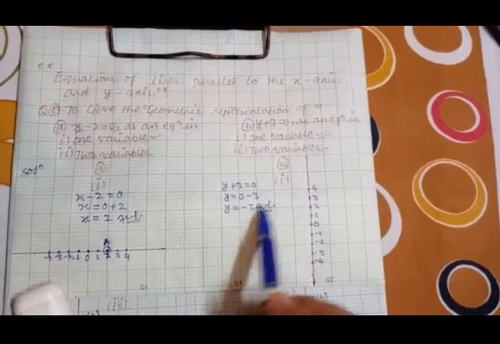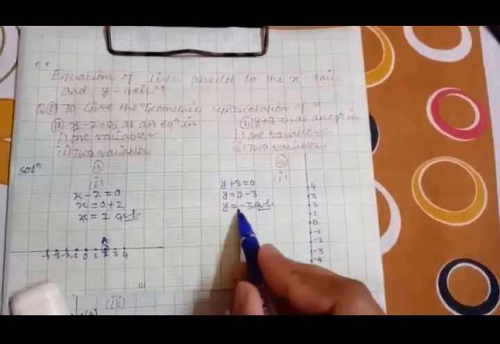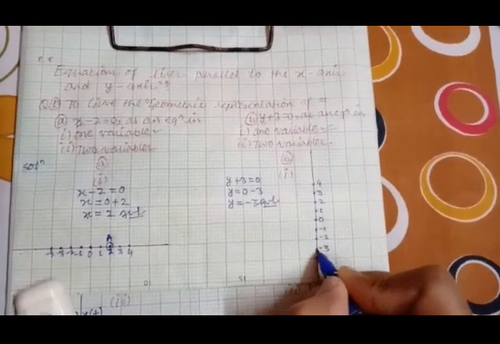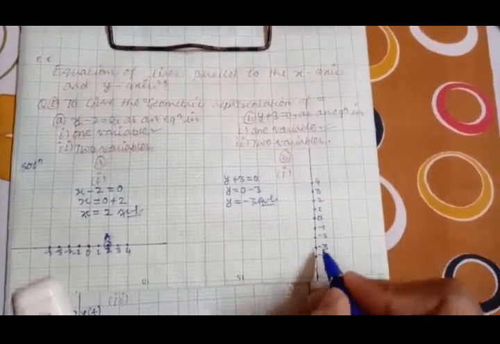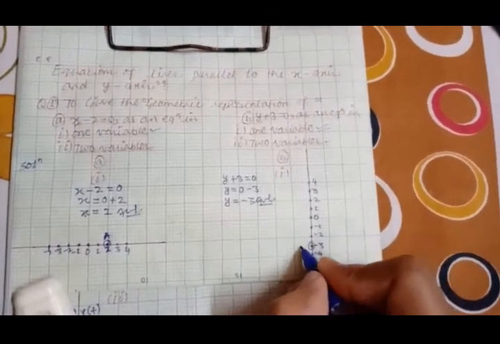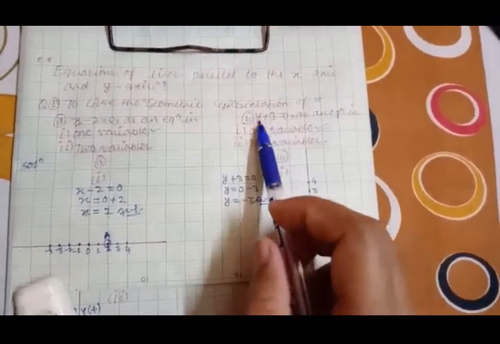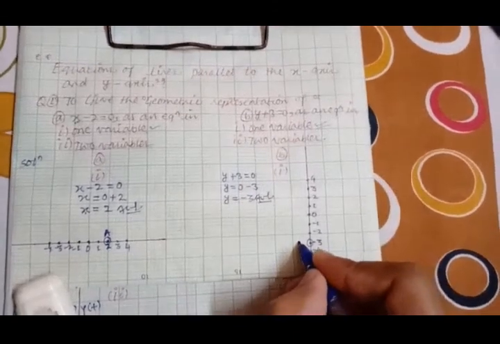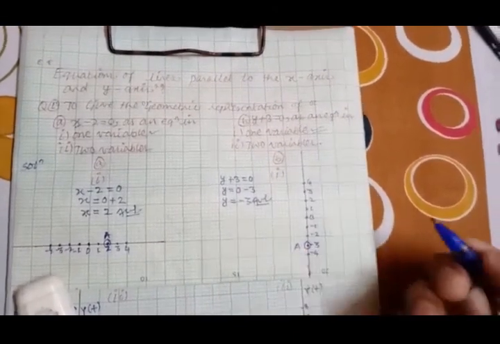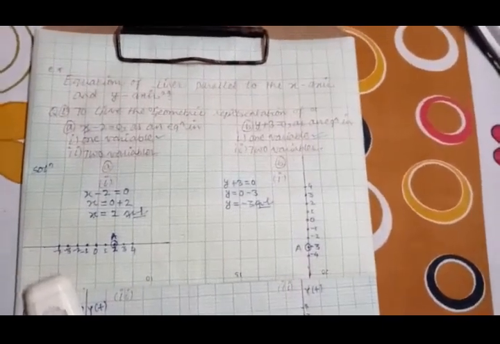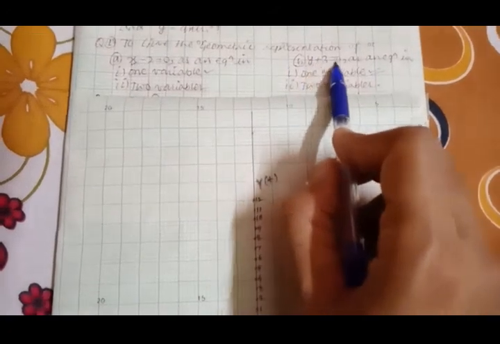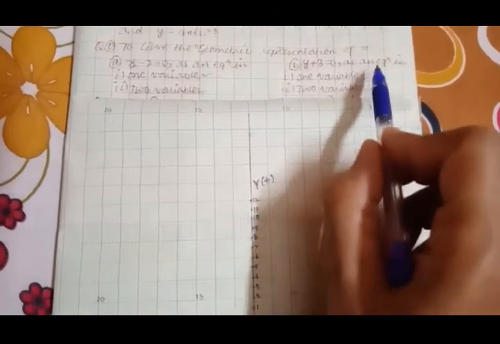Let's plot this solution on the number line. So -3 lies at that point. That's the required geometric representation of a linear equation in a single variable, and this representation is a point only. That's it.